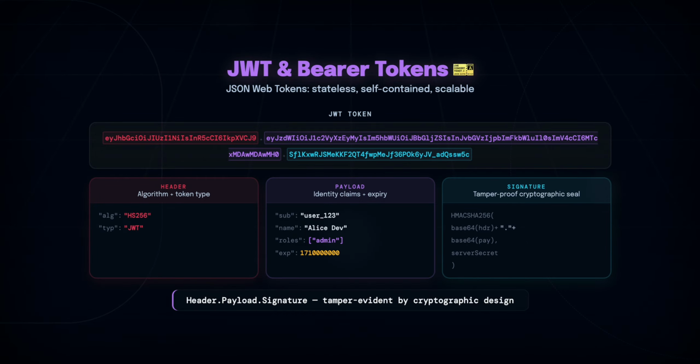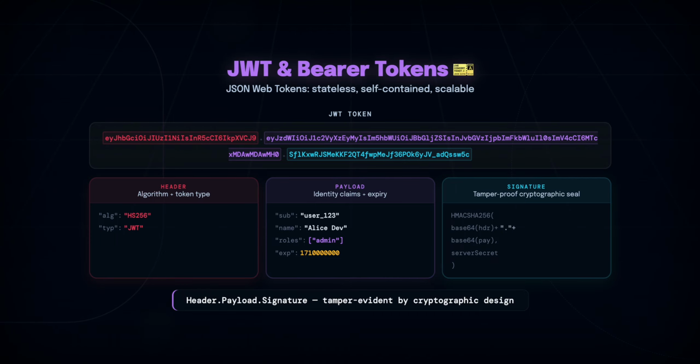A JWT has 3 parts separated by dots. The header declares the token type and the signing algorithm, typically HMAC SHA-256 or RS-256 with asymmetric keys. The payload contains the claims, the user ID, name, roles, expiry timestamp, and any custom data your application needs. The signature is a cryptographic hash of the header and payload together, created using the server's secret key. If anyone modifies even a single character in the payload, changes an expiry date, elevates a role, the signature verification fails instantly. The token is tamper-evident by mathematical design.